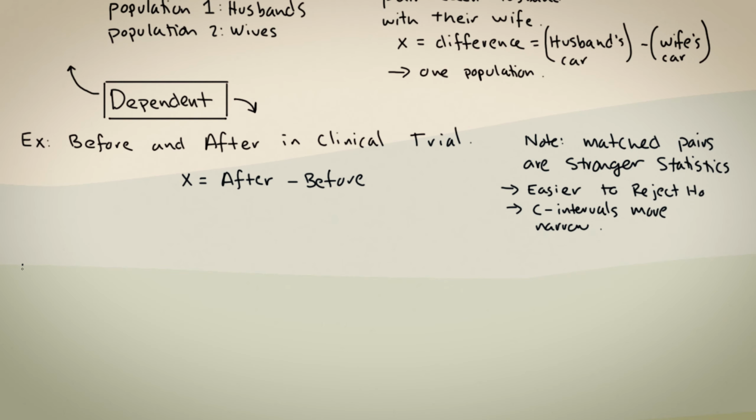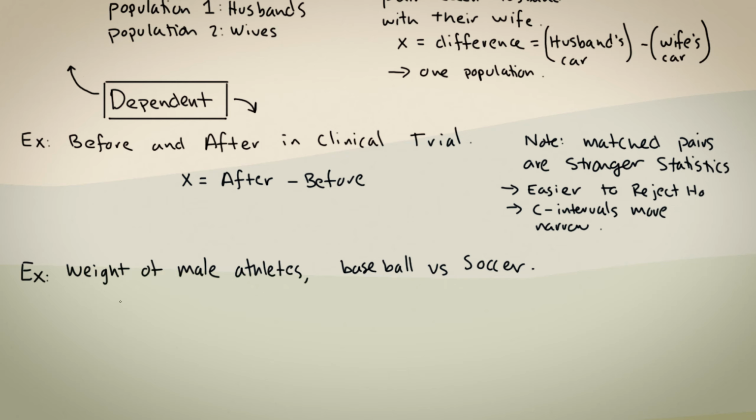Anything that is not dependent sampling is independent sampling. For example, suppose that we were studying the weight of athletes in different sports. I chose baseball and soccer. Well, the book chose baseball and soccer, and then I copied their example. I'm going to let x sub b equal baseball and x sub s equal soccer.